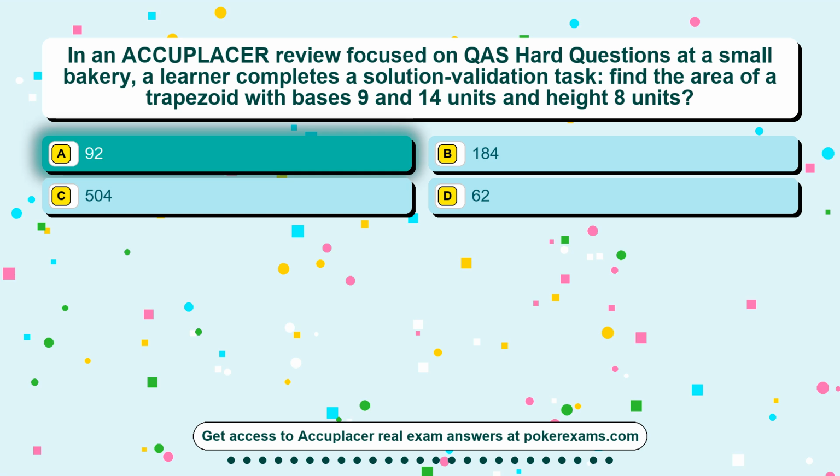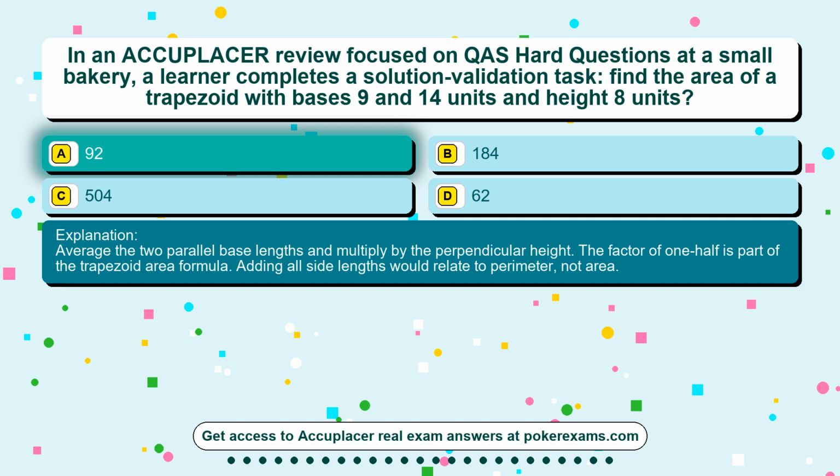The correct answer is option A, 92. Average the two parallel base lengths and multiply by the perpendicular height. The factor of 1/2 is part of the trapezoid area formula. Adding all side lengths would relate to perimeter, not area.